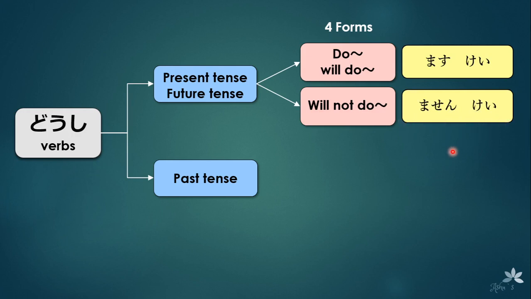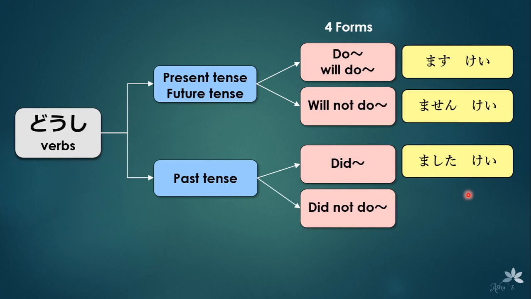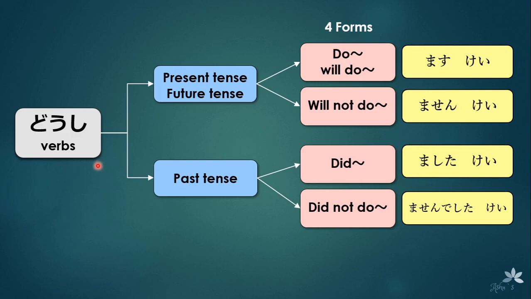Similarly, in the past tense, you can say I did some action, and this will be written in the mashita form. And you can say that I did not do some action in the past. This will be represented in the masen deshita form. So for any given verb in Japanese, it will have 4 forms: the masu form, masen form, mashita form and masen deshita form. Hope you have understood this.